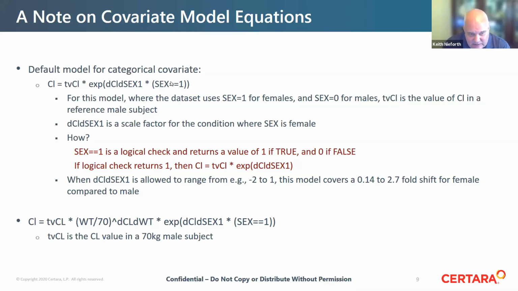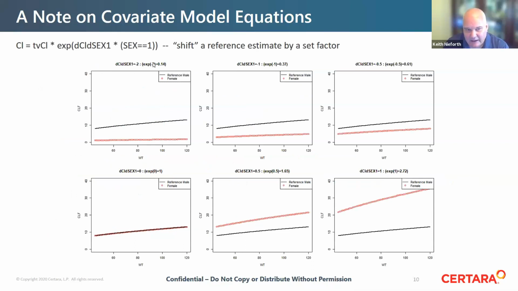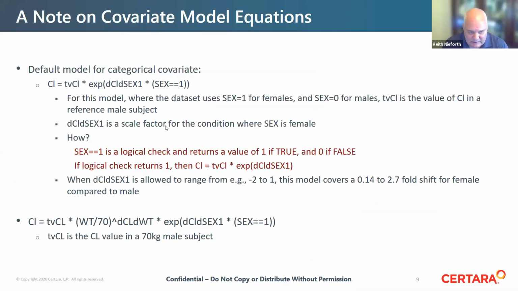All right, so if sex equals 0, this logic check will return a 0. So then it becomes dCLD sex times 0, EXP 0 is 1, drops out of the equation. If sex equals 1, then this returns a 1. And you'll basically have CL equals TVCL times EXP of this term. And we looked in the previous graph, I think I have a slide next, at what that term is actually translating to. It's a scale factor for the condition where sex is female.